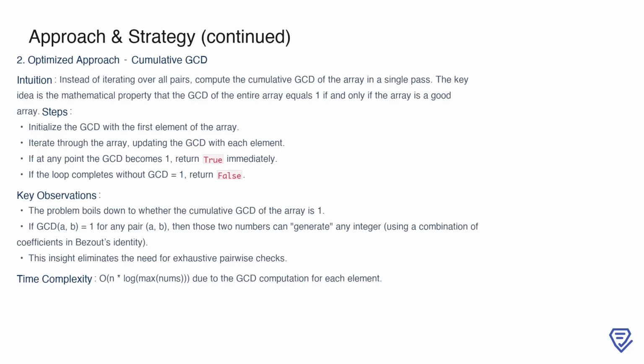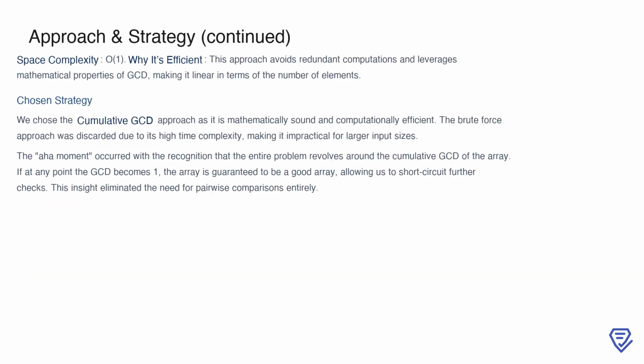This insight allows us to bypass exhaustive pairwise checks and focus solely on the cumulative GCD. The time complexity of this method is significantly improved to O(n * log max nums), where log max nums accounts for the efficiency of each GCD computation. The cumulative GCD approach also boasts an excellent space complexity of O(1), as it does not require any additional data structures or memory beyond the variables used for computation.